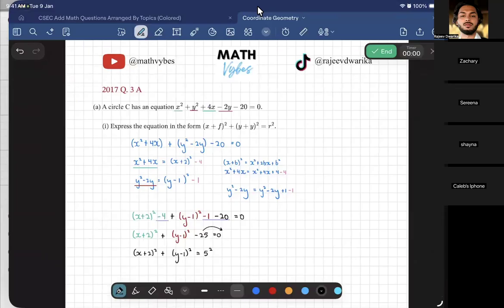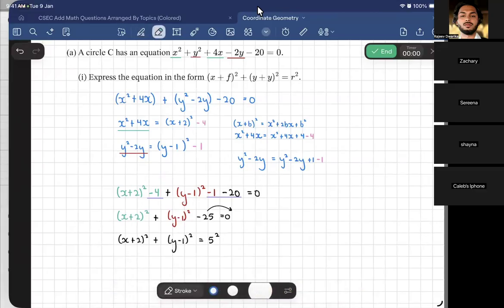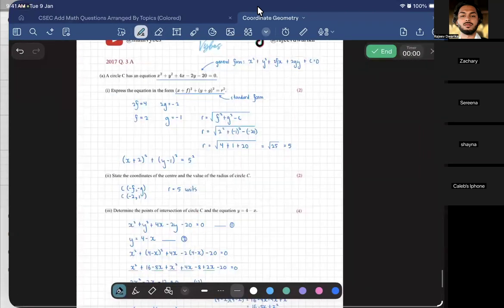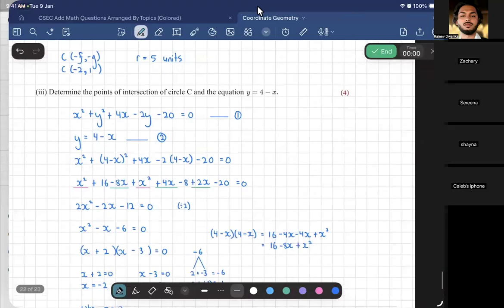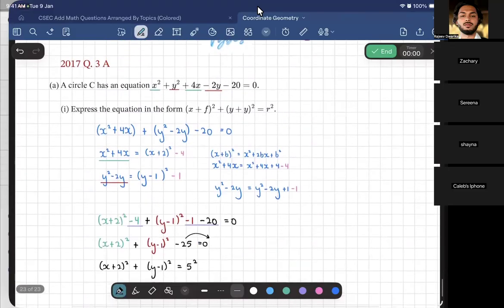Zachary, Serena, and Sheena, do you understand this method? Yes, sir. But I still prefer the next method. Same. Yes, I prefer the next one. The next one is definitely easier for sure. You see, that's the thing. ChatGPT doesn't always give you the easiest thing. But this is a perfectly valid method.